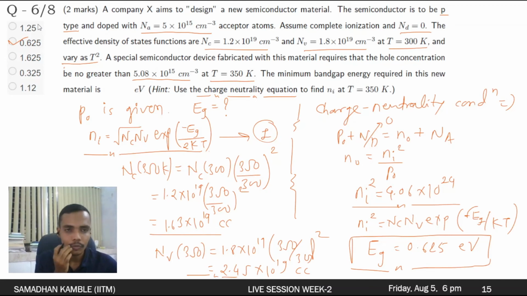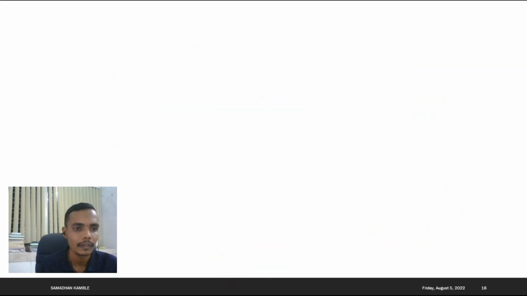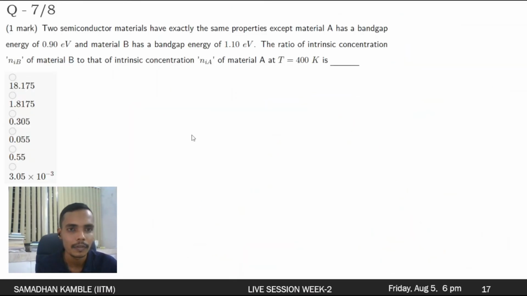Okay, so now let us move to a couple of last questions, of which question number 7 is as follows. Two semiconductor materials have exactly the same properties, except material A has a band gap energy of 0.90 electron volt and material B has a band gap energy of 1.1 electron volt. The ratio of the intrinsic concentration Nib of material B to that of Nia of material A at temperature 400 Kelvin is. So we need to find the ratio of intrinsic concentrations at 400 Kelvin.